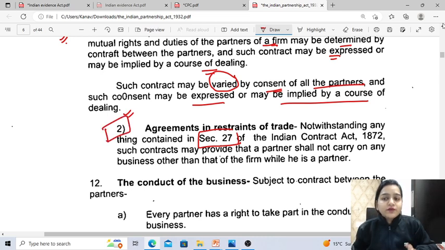This says notwithstanding anything contained in section 27 of the Indian Contract Act, such contracts may provide that a partner shall not carry on any business other than that of the firm while he is a partner.